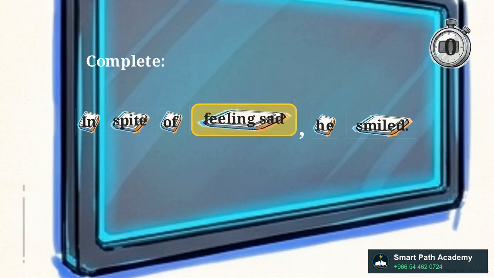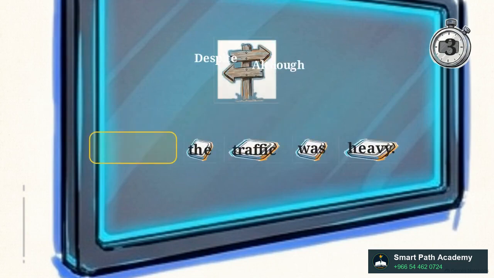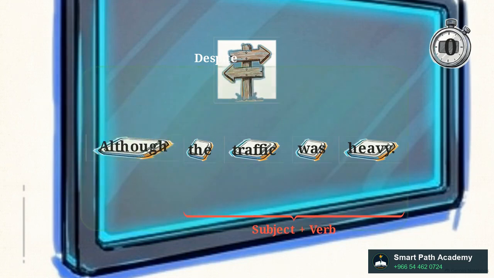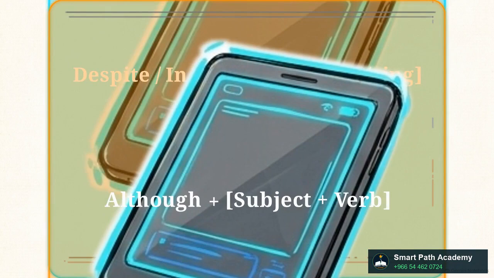Final obstacle. Choose between despite or although for this sentence. The traffic was heavy. This bracket shows a subject and verb. 3 seconds. Because they are present, the only correct choice is although the traffic was heavy. This cheat sheet organizes the logic. Memorize these two paths, despite for nouns and ing words, and although for full clauses, and you will be able to navigate these sentences with confidence.